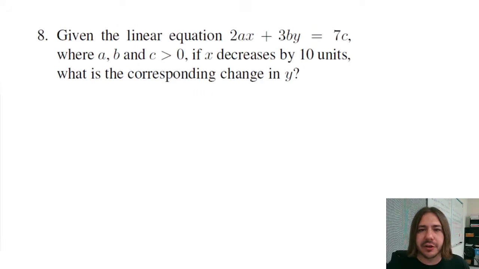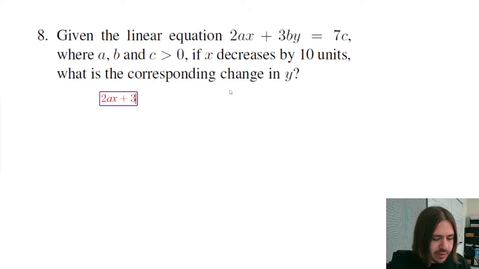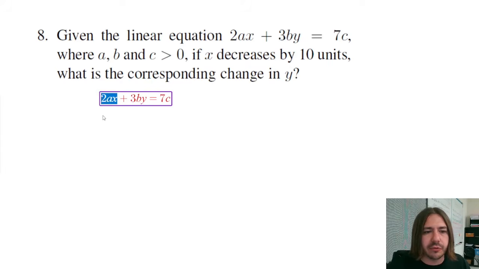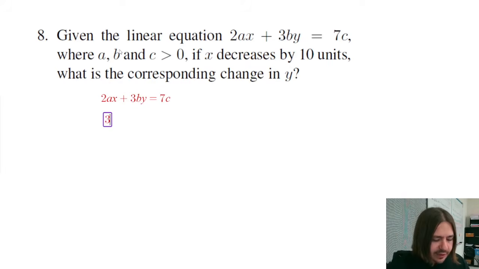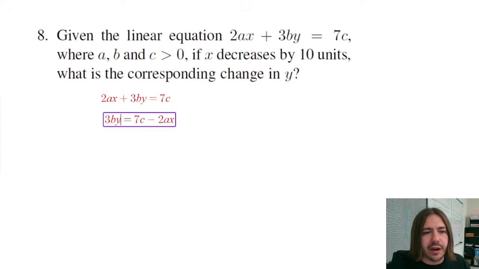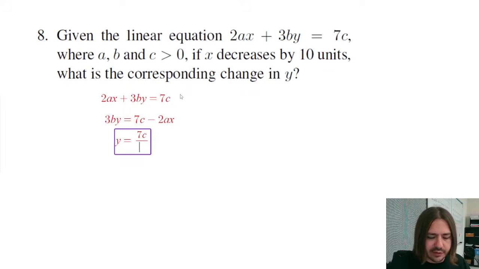Number 8 says, given the linear equation 2ax plus 3by equals 7c, where a, b, and c are all greater than 0, if x decreases by 10 units, what is the corresponding change in y? So what we want to do is first solve for y so that we have a function with y isolated. We're starting with 2ax plus 3by equals 7c, and isolating y is going to require that we subtract the 2ax over to the other side, and then we want to divide everything by 3b. So y is going to equal 7c divided by 3b minus 2ax divided by 3b.